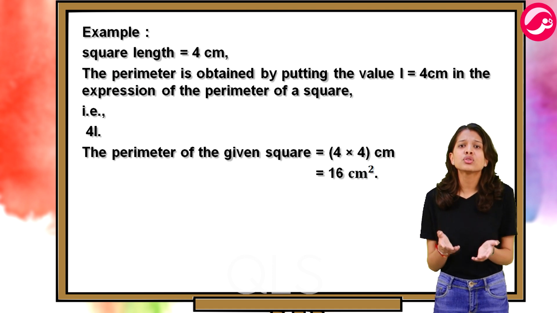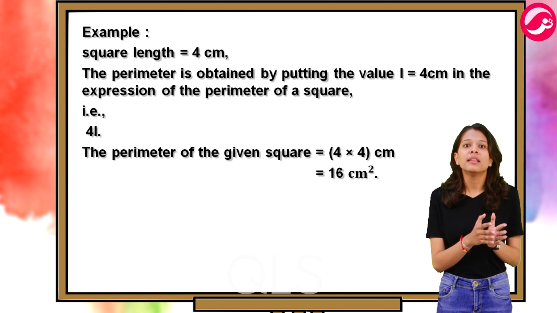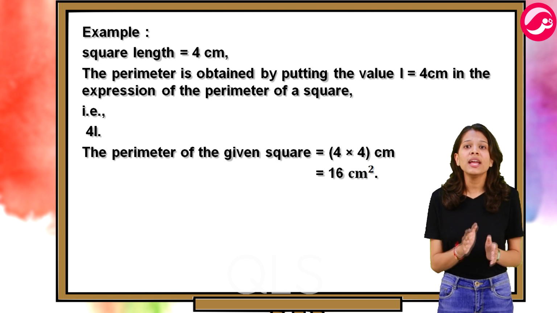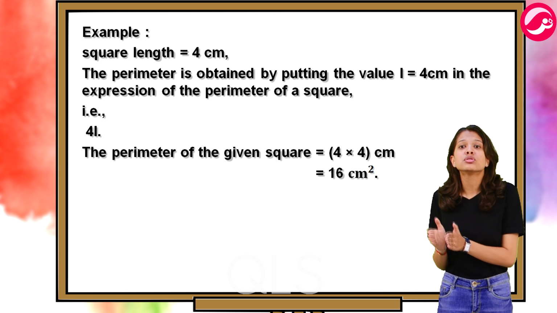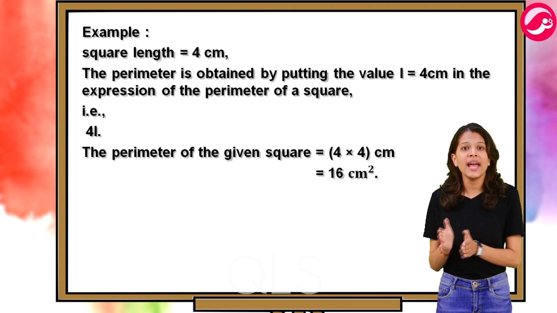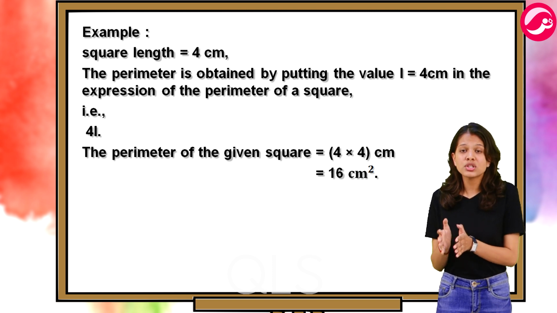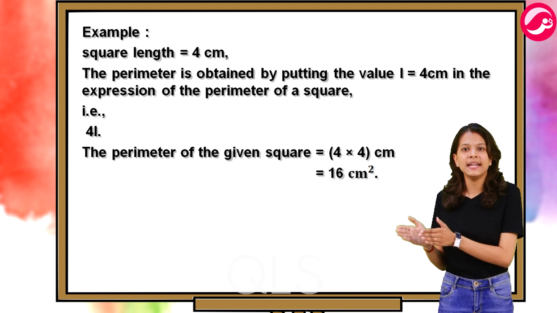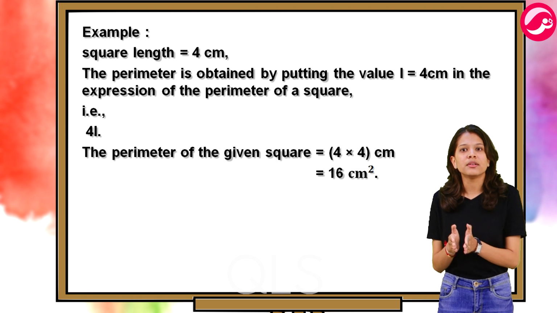For example, for a square of length 4 cm, the perimeter is obtained by putting the value of L equal to 4 cm in the expression of the perimeter of a square, that is 4L. So the perimeter of the given square is equal to 4 into 4 cm, that is 16 cm.